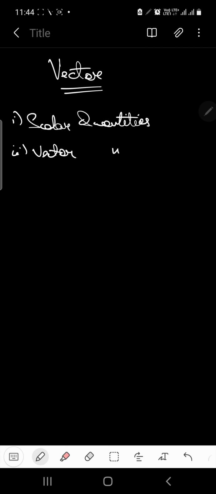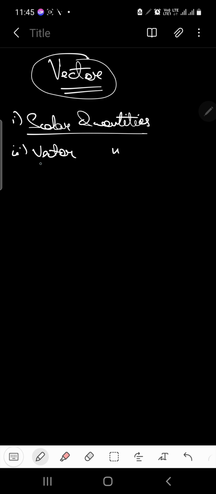So, as the topic is already given here, the topic of today's lecture will be vectors, and this is a very important topic in the field of mathematics as well as physics. So, let's start. Physical quantities can be classified into two classes: scalar quantities and vector quantities. Clear?